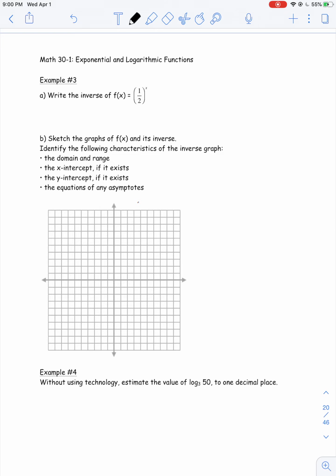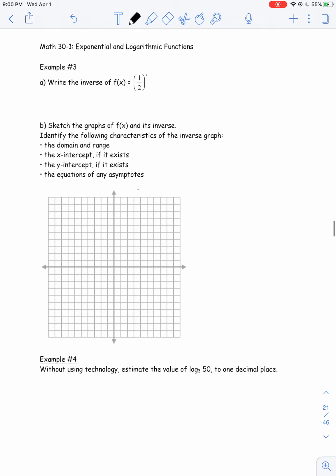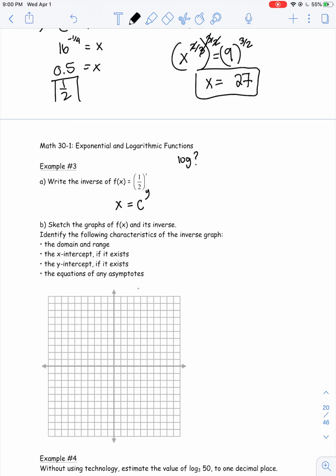Okay, so whenever they ask you to write something as the inverse, they're just asking you to write it as a log function. That's pretty much what the question's saying. So first you need to label it. Whenever it's in exponential form, it should look like c to the power of y equals x. Okay, so that's what it really is.